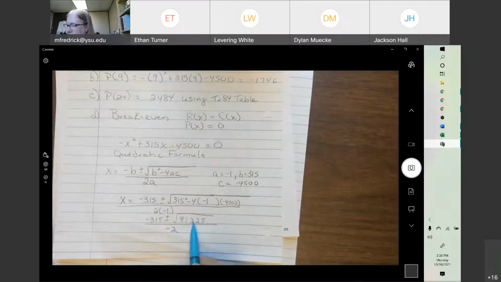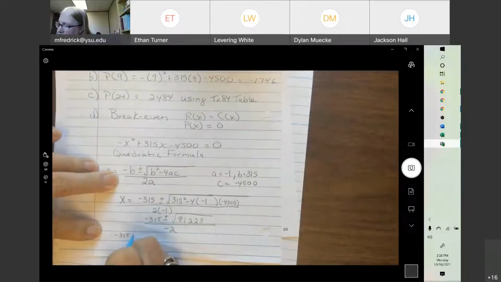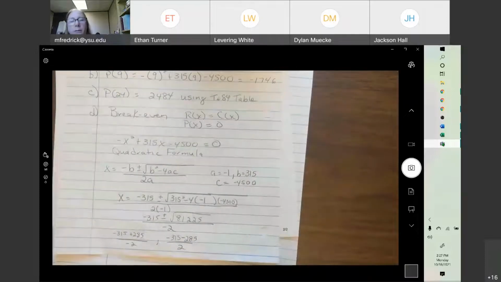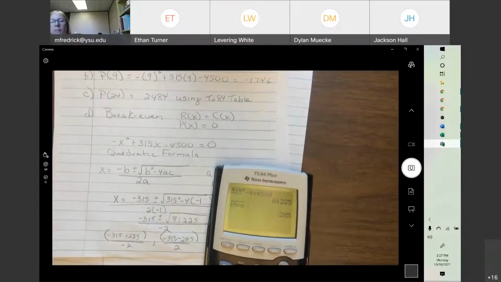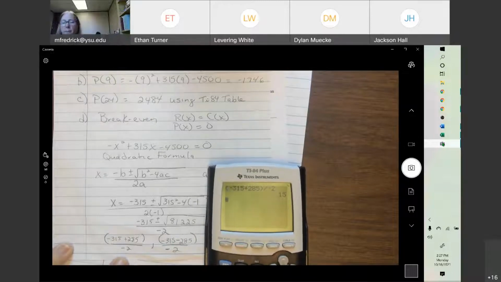This is a perfect square root. It's 285. So we have negative 315 plus 285 over the negative 2, and negative 315 minus the 285 over negative 2. You're going to enter it all at once, put it in parentheses. So the first one, I put a parenthesis, negative 315 plus 285 divided by a negative 2. It is a negative. I hit enter. I got 15.